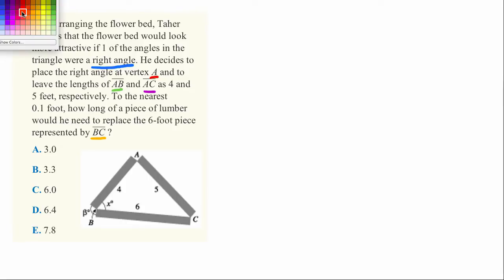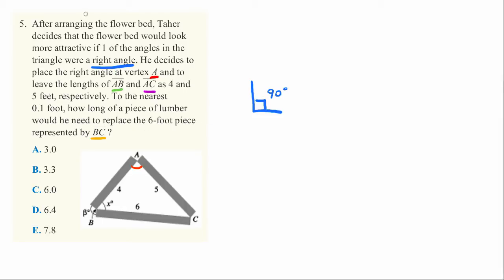So first of all, Taher is referring to this angle right here, and he's saying he would rather it was a right angle. So what is a right angle? Well, that's an angle that's 90 degrees. A right angle is what you see on the corner of a piece of paper. It also makes up a right triangle, a 90-degree angle, and that's what he wants instead of whatever angle is here right now. And so he also wants to leave the lengths of two pieces of lumber the same.